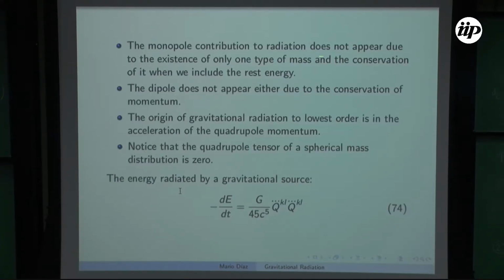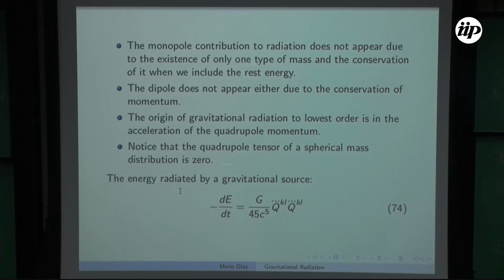So monopolar radiation does not appear, and we don't have positive and negative masses. Dipole does not appear because of the conservation of momentum, and the origin of gravitational radiation to lowest order then resides in the acceleration of the quadrupole moment.